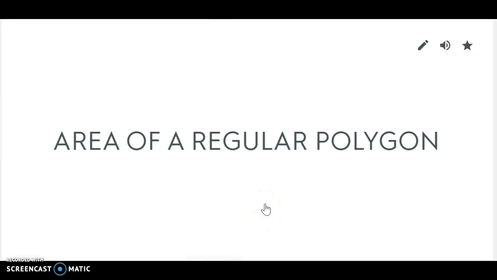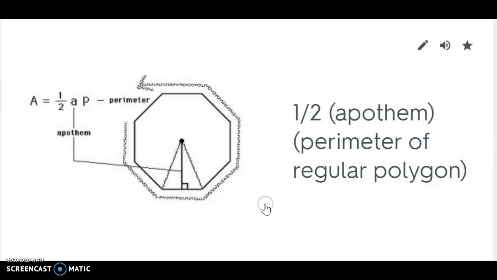The area of a regular polygon takes all that into account. And the formula for this is 1/2 the apothem, which is that perpendicular line that goes from the center to a side, times the perimeter of the polygon. And it's a little tricky, and there are a lot of different ways you have to find the apothem, but we'll practice them. But just, it's 1/2 lowercase a, which is the apothem, times the perimeter.